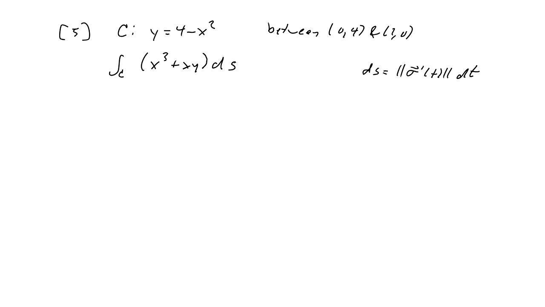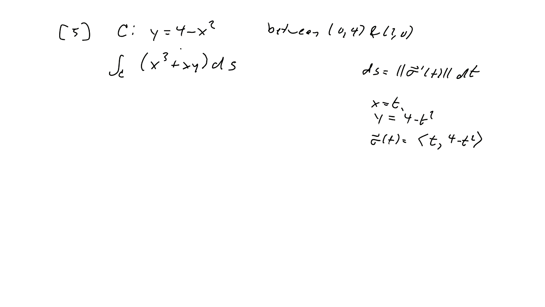So let's start off with the parameterization. Since the curve is given as the graph of a function, in other words, we can solve for y in terms of x, we can parameterize by setting x equal to t, and then substitute that in to get y. Y will be 4 minus t squared. So sigma of t is equal to t for x and 4 minus t squared for y.